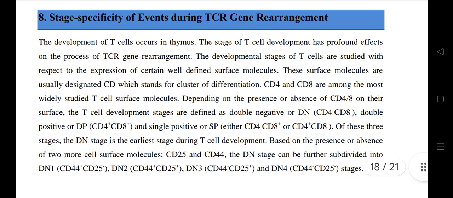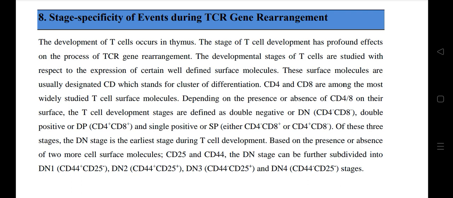The development of T cells occurs in the thymus. The stage of T cell development has profound effects on the process of TCR gene rearrangement. The developmental stages of T cells are studied with respect to expression of certain well-defined surface molecules. These surface molecules are usually designated CD, which stands for cluster of differentiation. CD4 and CD8 are among the most widely studied T cell surface molecules.